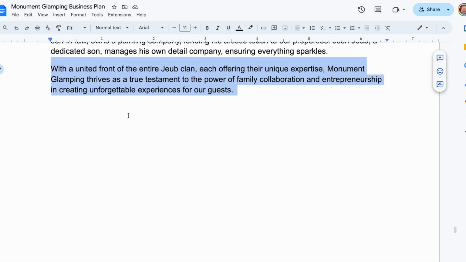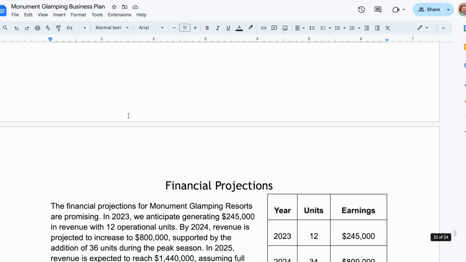Conclusion of this, with a united front of the entire Jube clan, each offering their unique expertise, Monument Glamping thrives as a true testament to the power of family collaboration and entrepreneurship in creating unforgettable experiences for our guests.